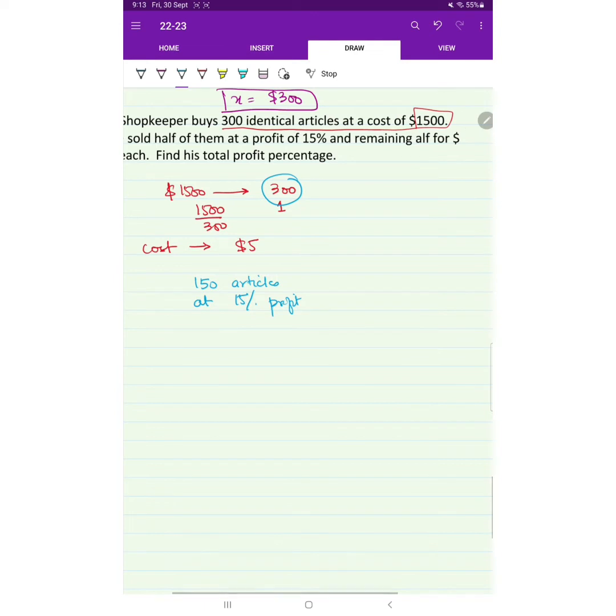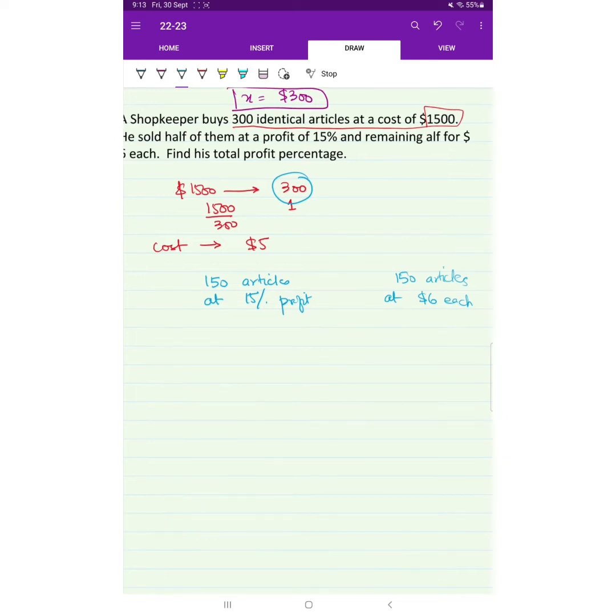And the remaining 150 articles, the remaining half, at $6 each. Okay, let's find the total profit first. If I say 150 articles at 15% profit, let's find out the selling price first. So cost is $5. Profit is 15% of 5. Let's find it out. 15% of 5 is 0.75, I believe.